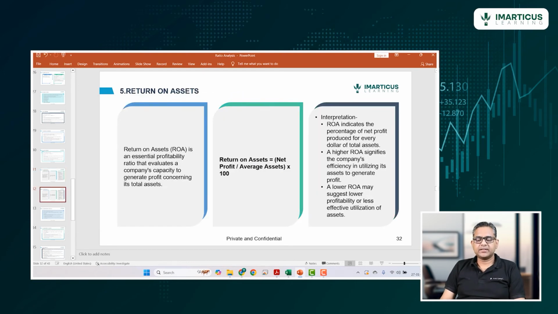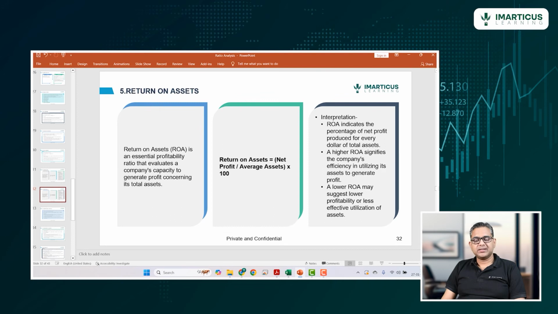Next we have return on assets, which is an essential profitability ratio that evaluates a company's capacity to generate profit concerning its total assets. So now we are not just talking about equity, we are talking about total assets. What are the returns the company is able to generate using its total assets? One of the ratios, if we remember, was the asset turnover ratio. There we were talking about revenue upon total assets, but here we are talking about return on assets, that is, profits with respect to total assets.